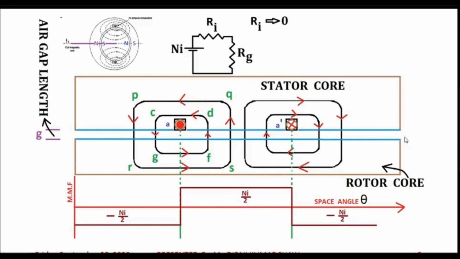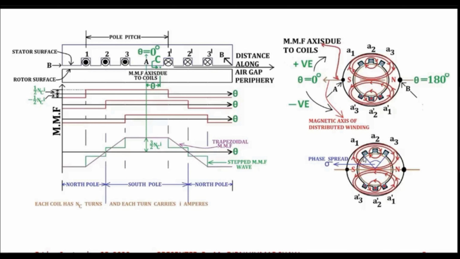So if we have say three coils like this one, then you will have an MMF distribution for each of the coils. That means for coil 1 dash, you will have the rectangular MMF distribution.